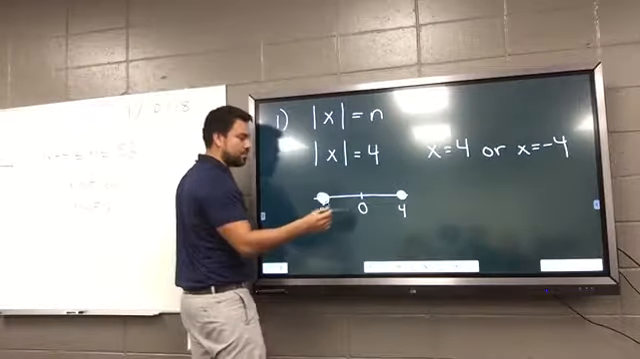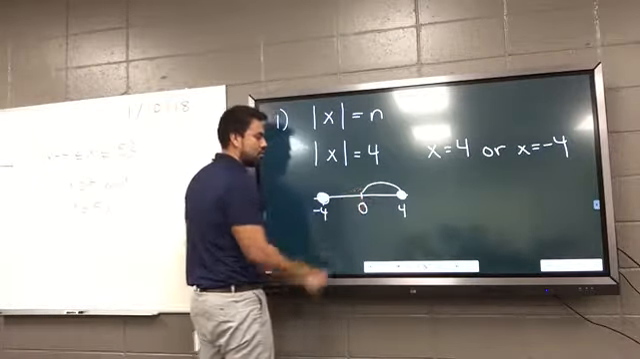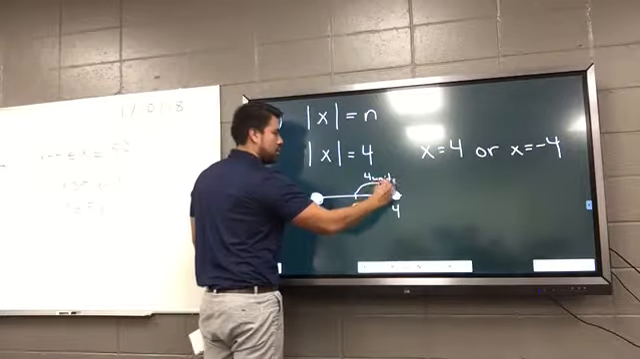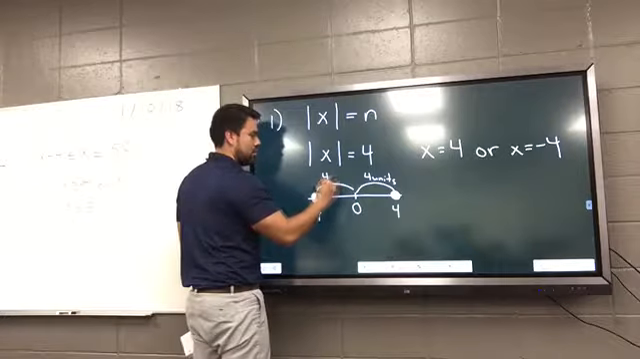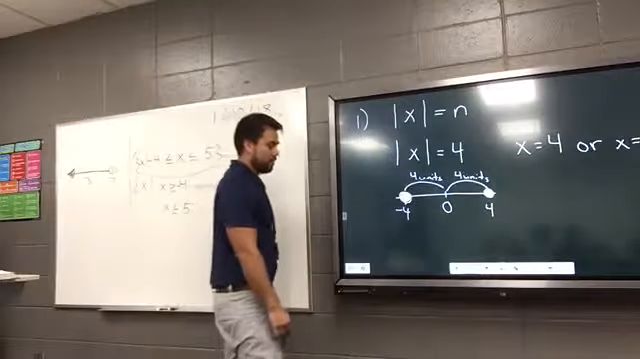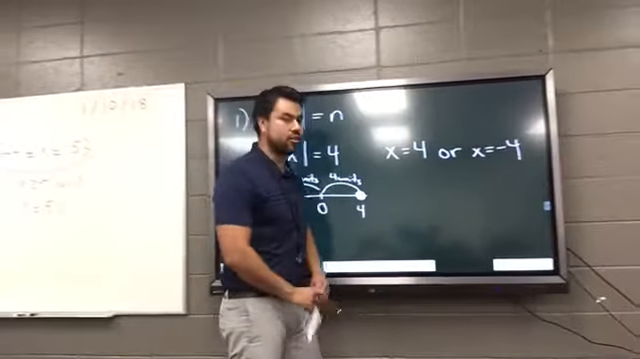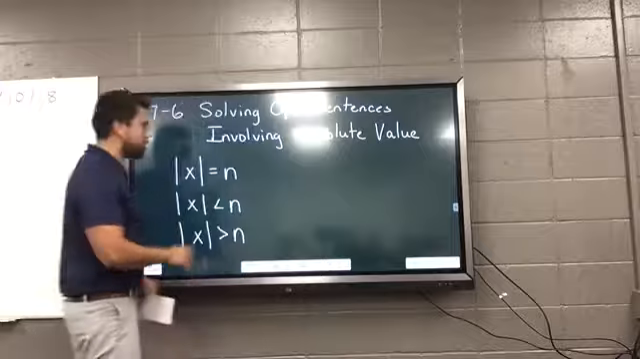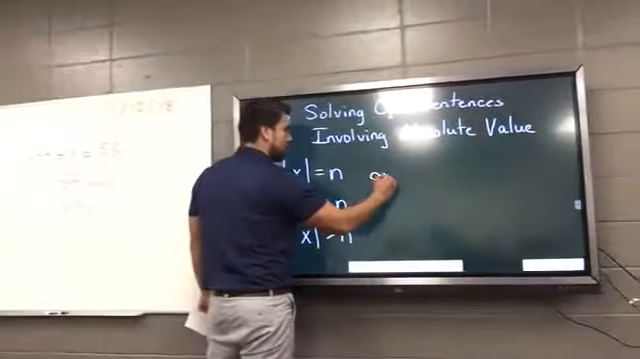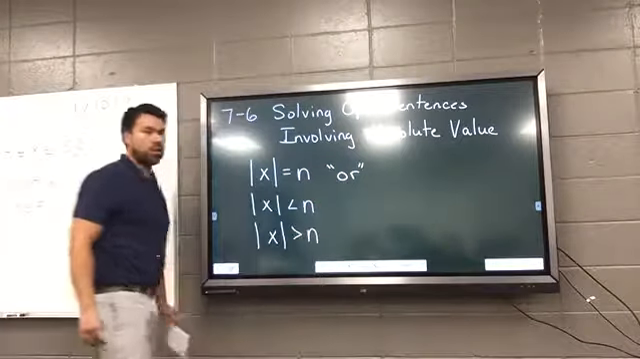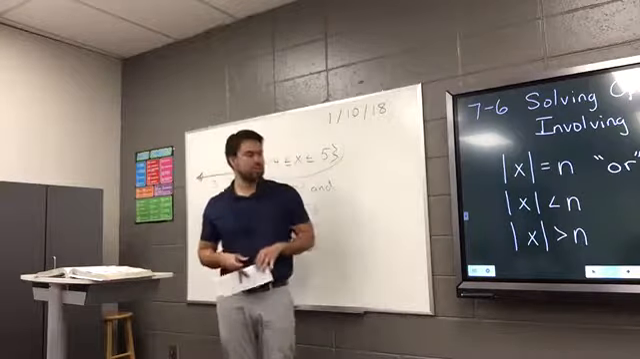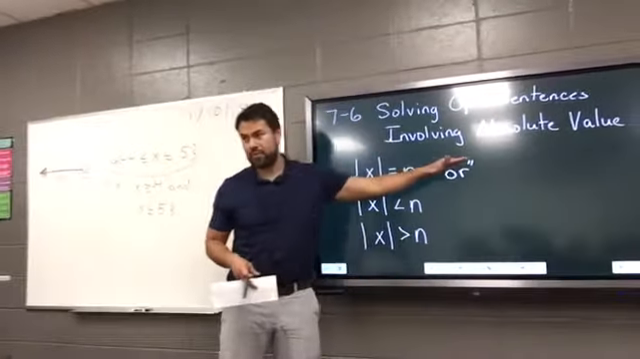And let me ask you this question. How far is 4 from 0? It's 4 units. How far is negative 4 from 0? 4 units. Both positive numbers. So that's how we get our 4 there. And so going back in your notes, the word associated with the absolute value of x is equal to n is the word or. It's an or inequality, or equality, we would say, because they're equal. So you need to know or. Okay, that's or.